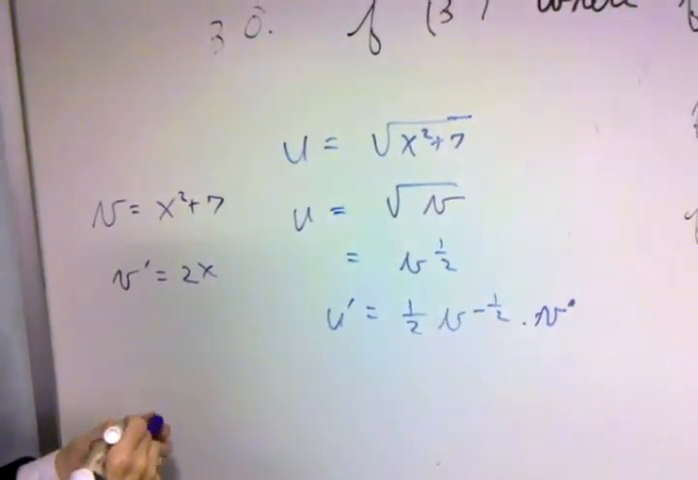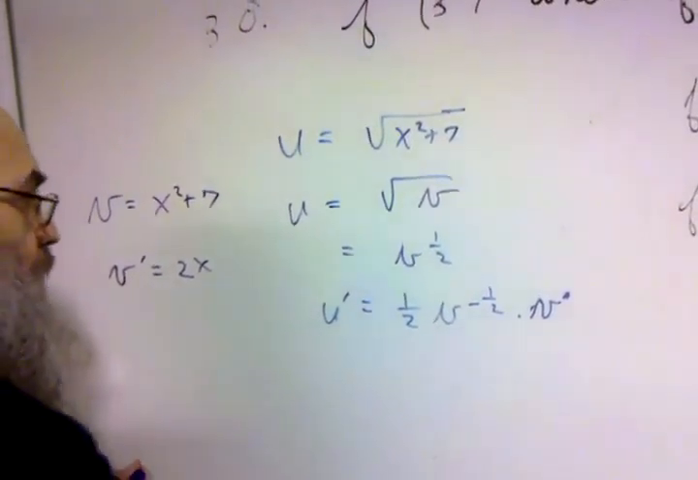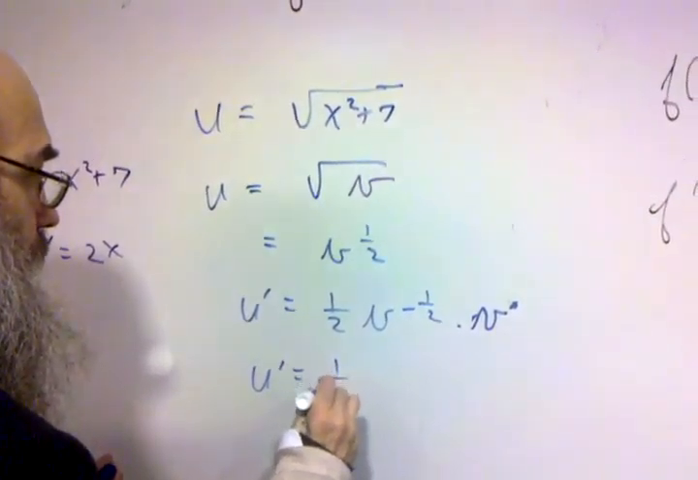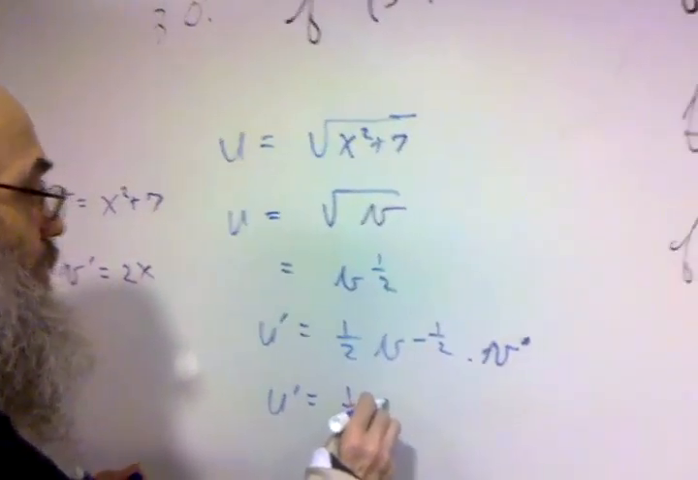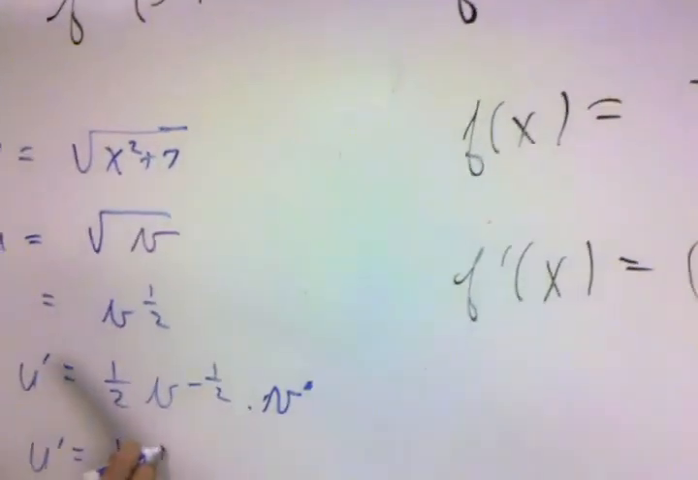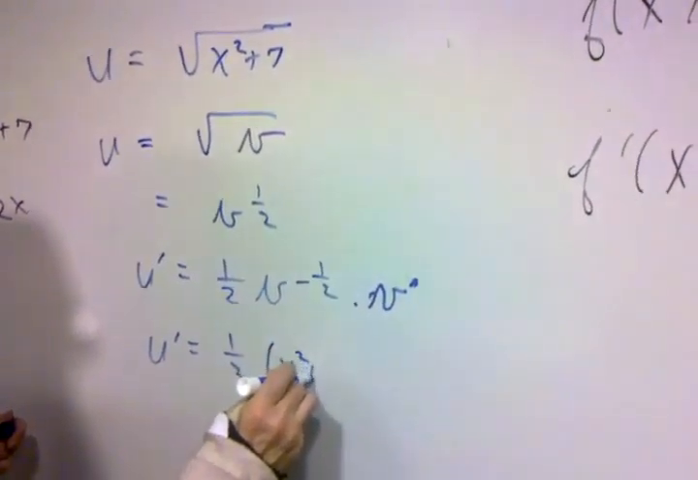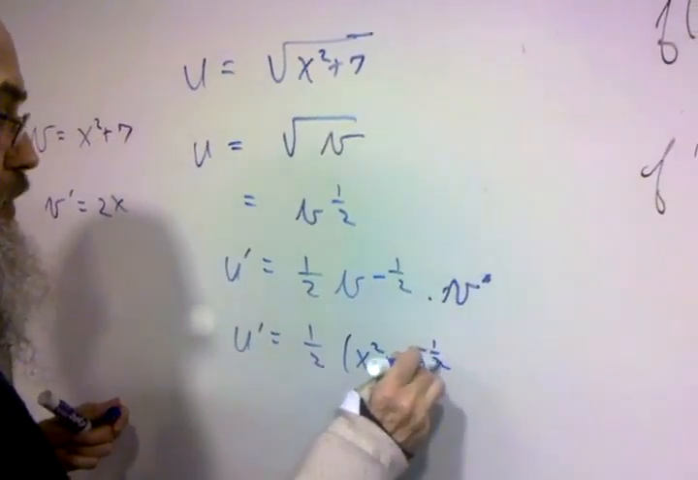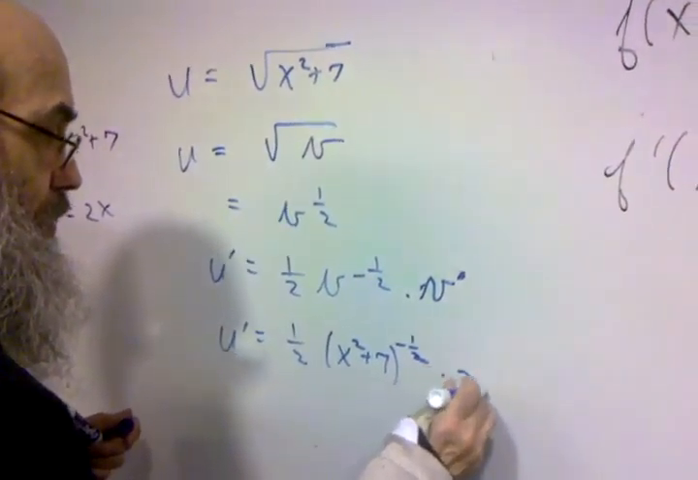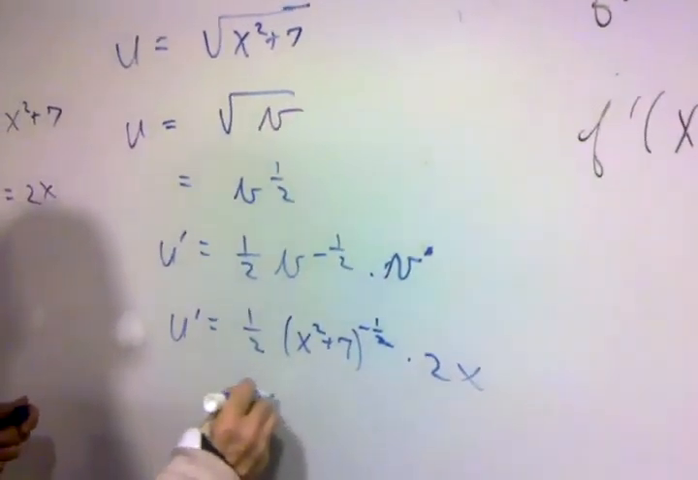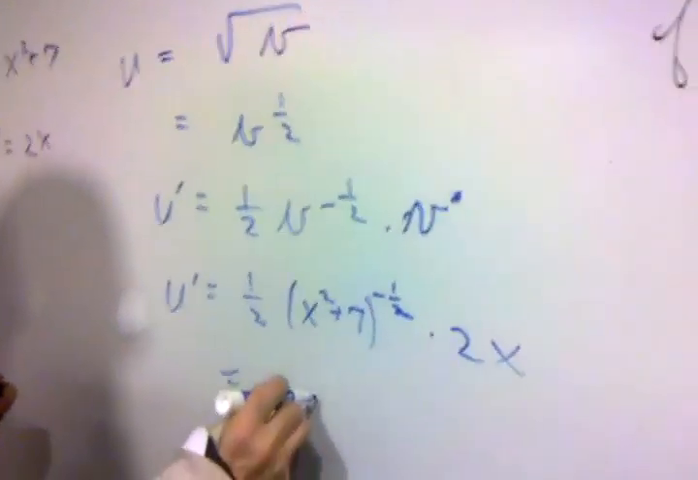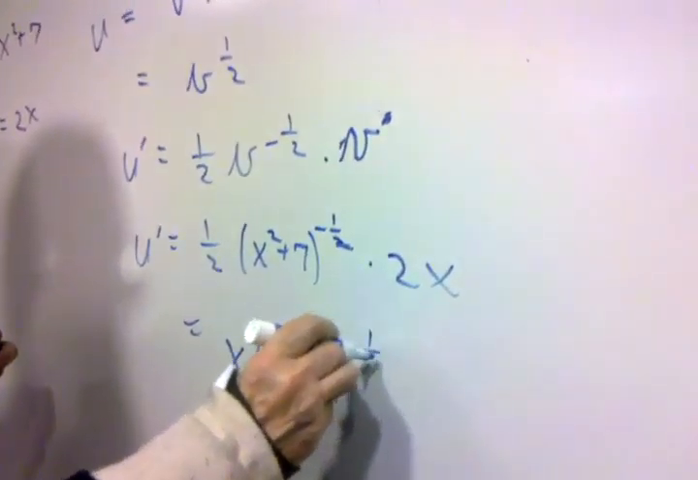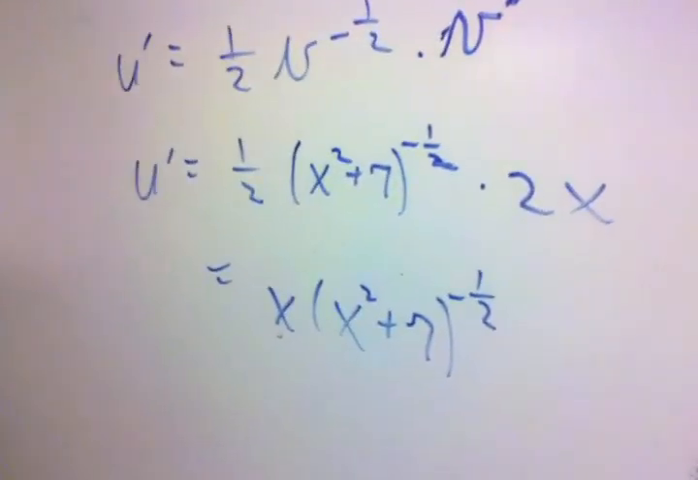Putting this in here, but using only blue, not purple, I have u prime equals 1/2 times v. What was v? v is x squared plus 7, and then to the negative 1/2 times v prime, which is 2x. Putting the 2x in front, the 2 and the half cancel. I get x times x squared plus 7 to the negative 1/2 power. This is now what u prime is.